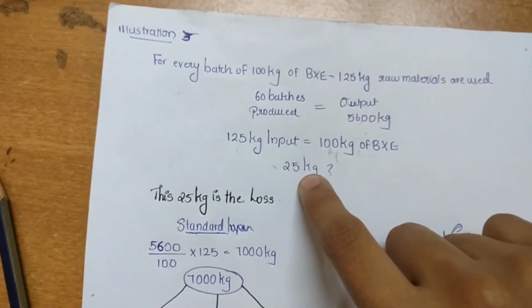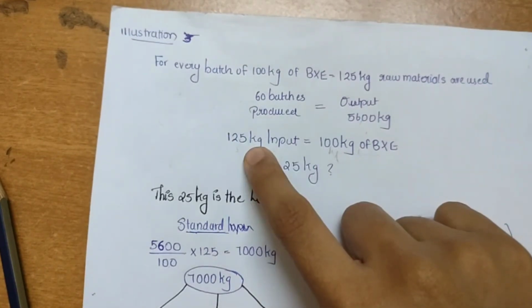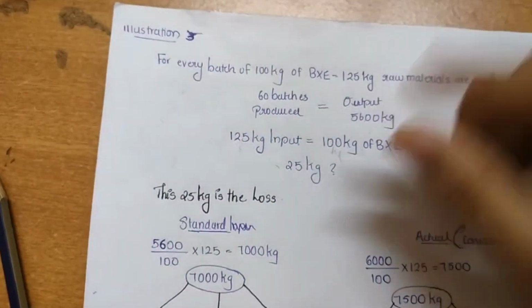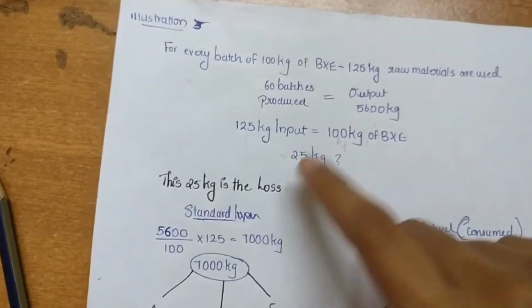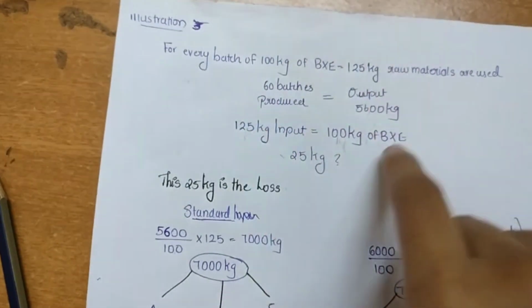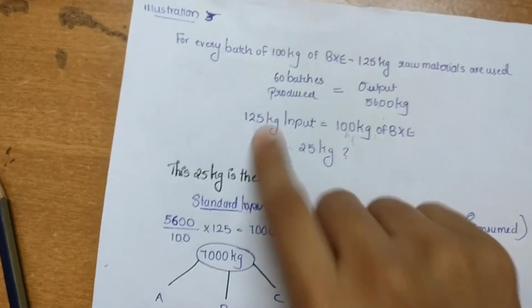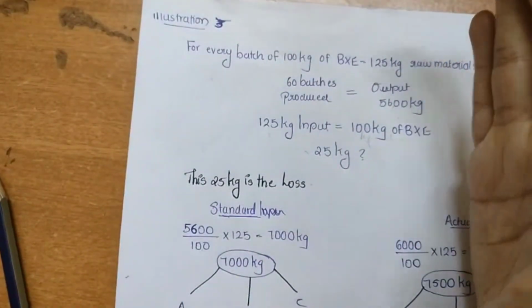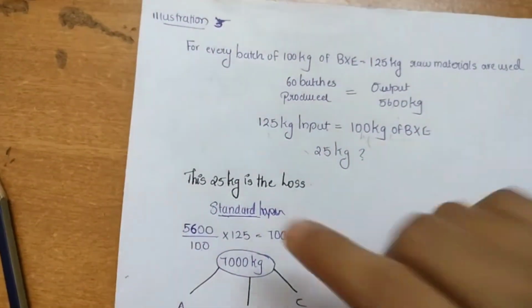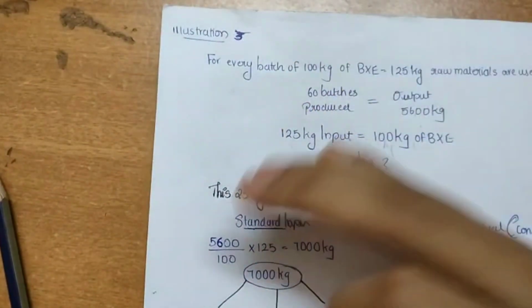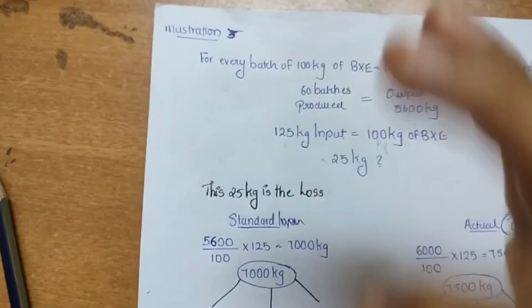Okay, so we already know 25 kg is the loss. 125 kg is being used as input for every batch, and in every batch there will be only 100 kg. So before loss it was 125, after loss it was 100, right? 25 kg is the loss. I want to know what is the amount which is equal to 125%. Okay, so let's see that. In the standard, they have given us that 5600 is the actual output. Standard, as I've told you, standard information is for actual, right?